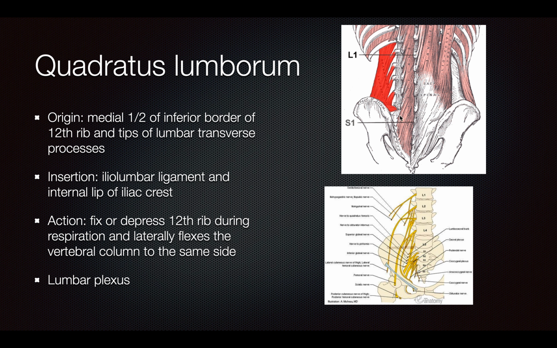So this is a posterior view right here. So there it is, into the crest of the ilium. And the action is to fix or depress the 12th rib during respiration and to laterally flex the vertebral column to the same side. So it helps with bending from side to side. It's innervated by the lumbar plexus.